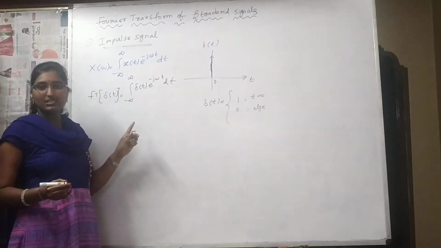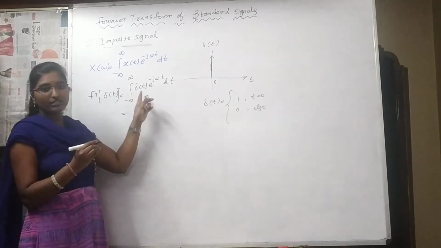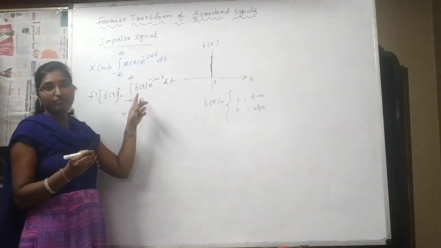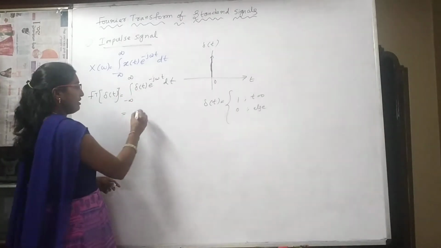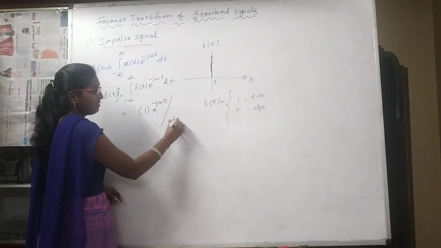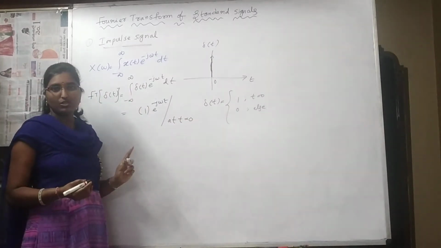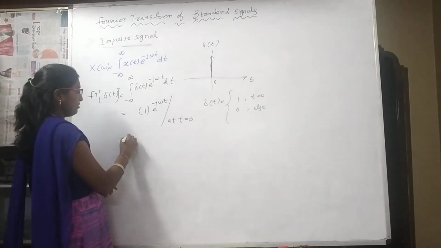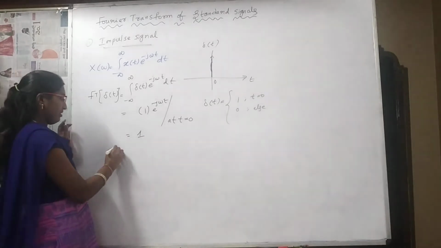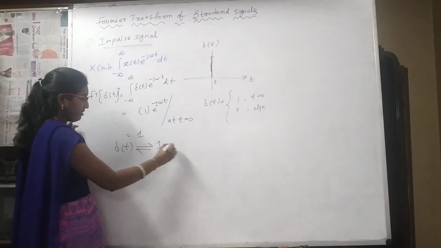And you have to integrate this. You know t ranges from minus infinity to infinity, but delta of t exists only at t equal to 0, where its value is 1, and for the remaining t the delta of t value is 0. So the integration reduces to substituting t equal to 0 in e power minus j omega t, which is 1. Then the Fourier transform of delta of t will be 1.